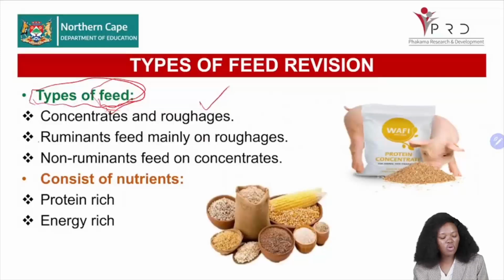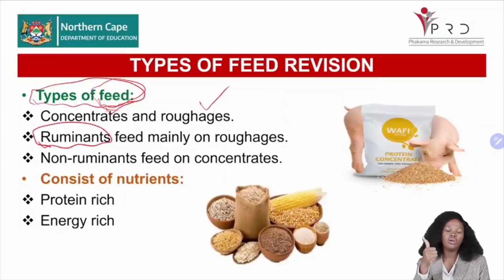Now, we have 2 kinds of farm animals, ruminants and non-ruminants. Remember the classification. Farm animals are classified into ruminants and non-ruminants. Ruminants have the complex stomach, while non-ruminants have the simple stomach. Now, the non-ruminants mainly feed on the concentrate, while the ruminants mainly feed on roughages.